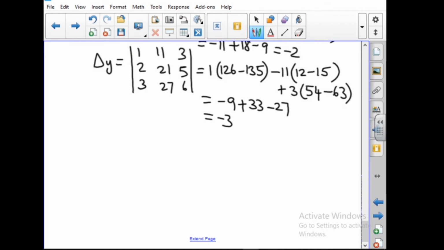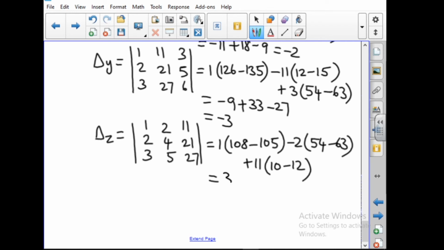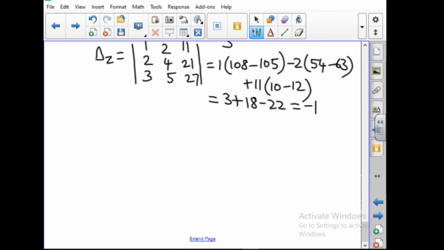Next we are going to find out delta z. Delta z, first two columns are same, 1, 2, 3, 2, 4, 5. The last column should be replaced as the constants, 11, 21, 27. So here we can do the determinant. 1 into 108 minus 105, minus 2 into 54 minus 63, plus 11 into 10 minus 12. So your answer is 3 plus 18 minus 22 equal to minus 1. So we got the answer for delta x, delta y, delta z.